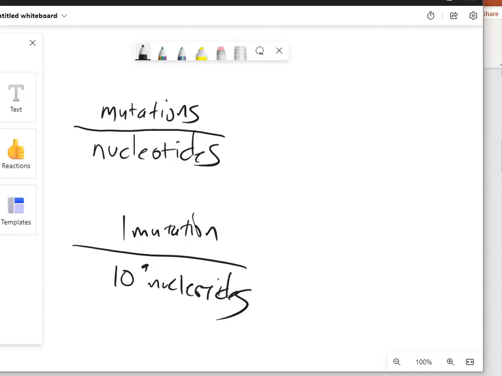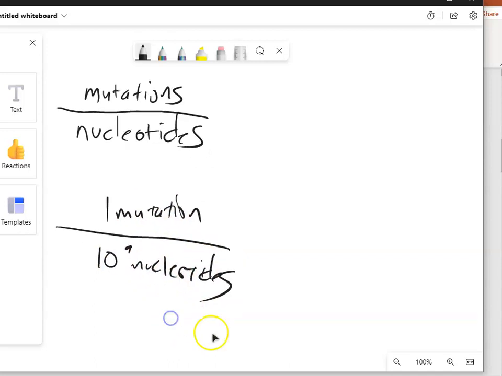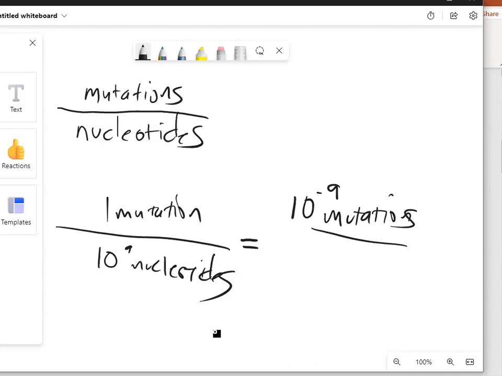But we don't use this fraction in calculations. We don't write it this way. We write it as if we had gone ahead and done this division, because that's the same as 10 to the negative 9 mutations per nucleotide.